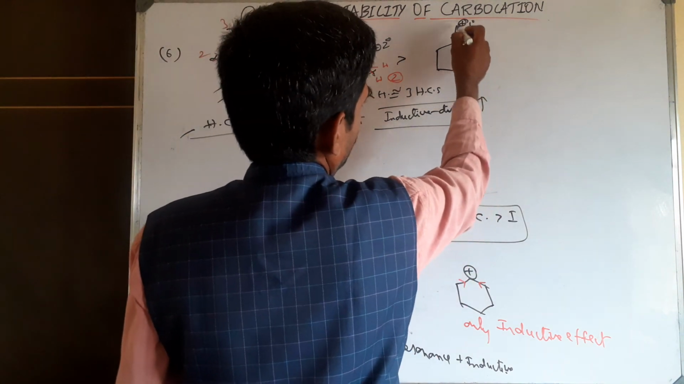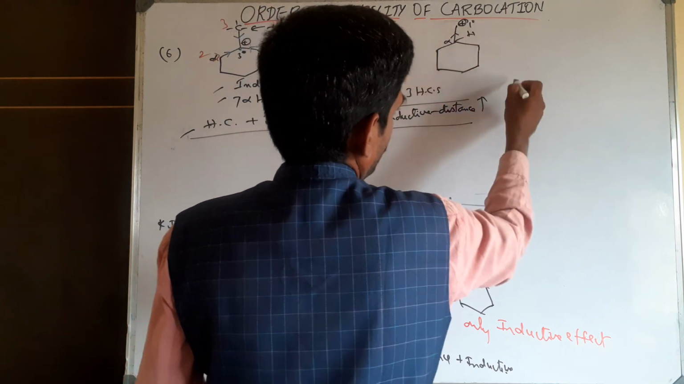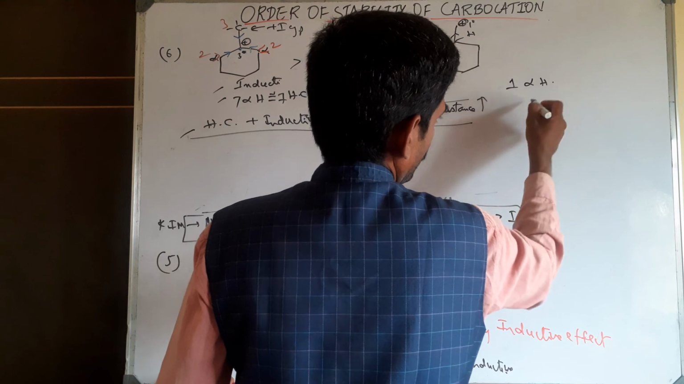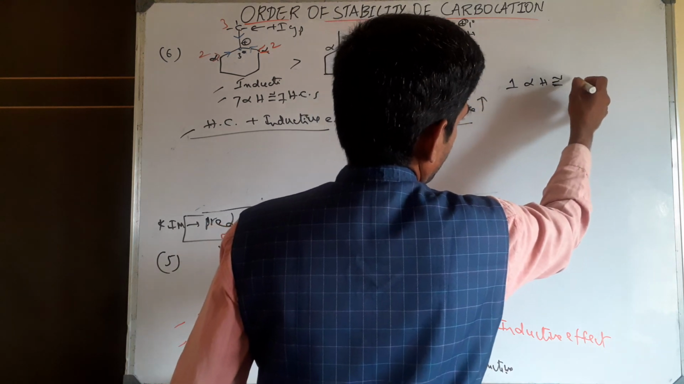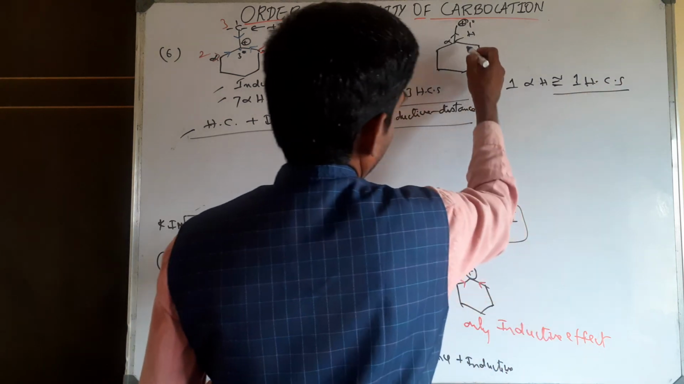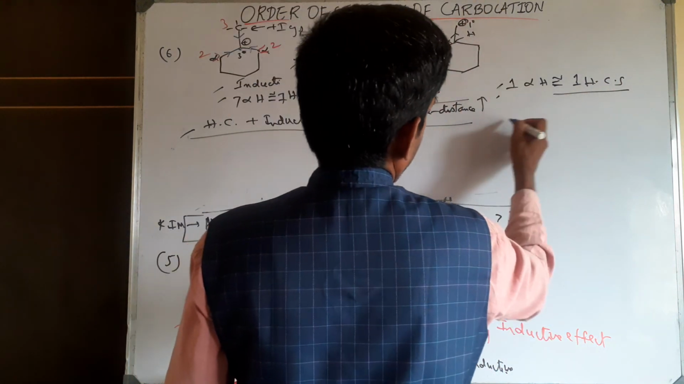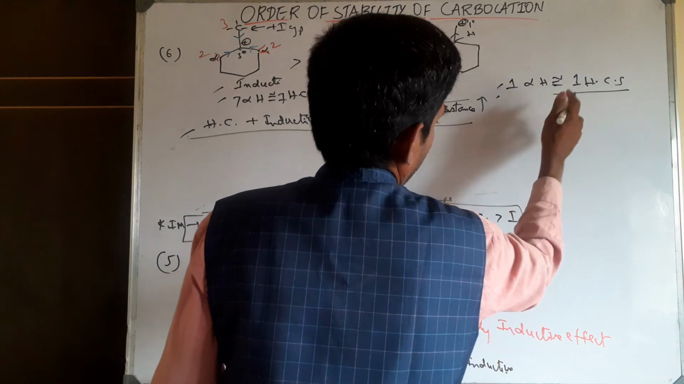In this case, this is alpha. Here, how many alpha hydrogens are there? Only one alpha hydrogen is available. So that's why it can form only one hyperconjugated structure. The inductive effect is there, but the distance is more, so the inductive effect is negligible here.